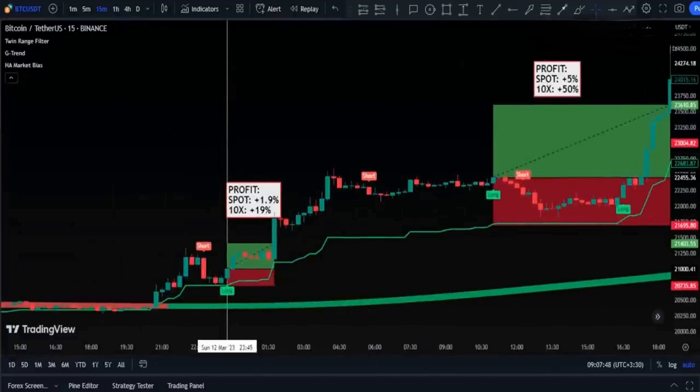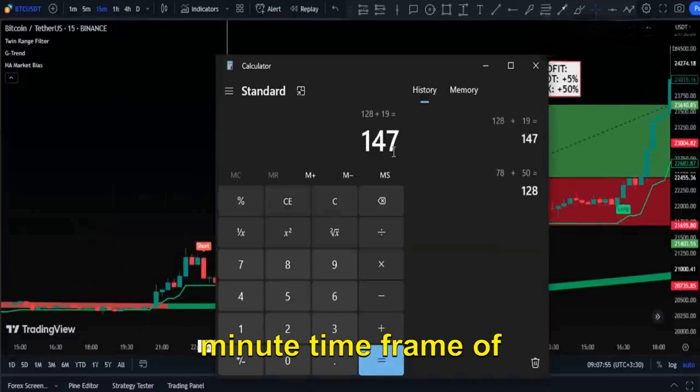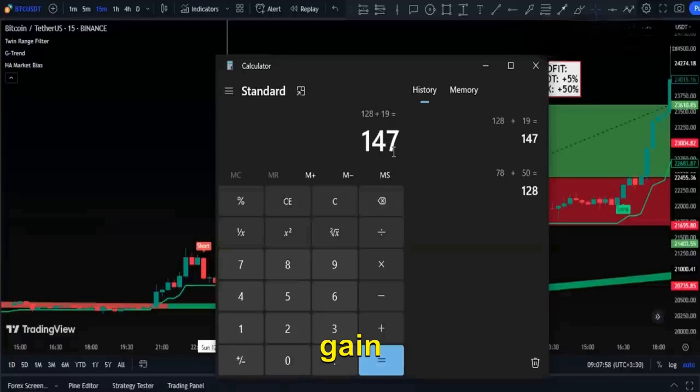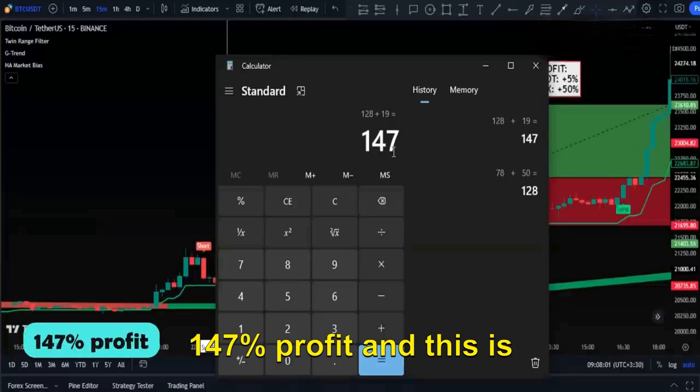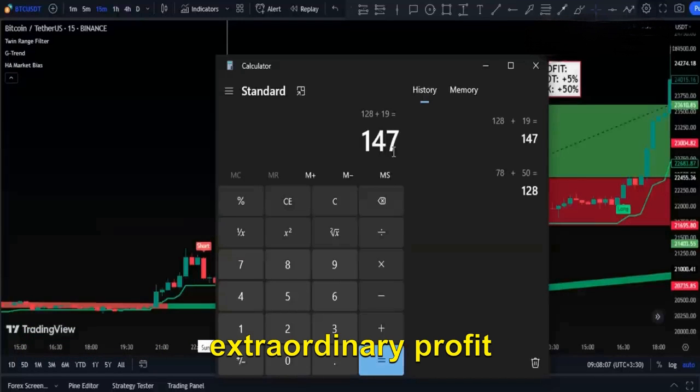For better understanding this strategy, we could check out some more examples in the market history. As you can see, with making only 3 trading positions in the 15-minute time frame of the Bitcoin chart, we could gain 147% profit, and this is really amazing and extraordinary profit with this few trades for a strategy.